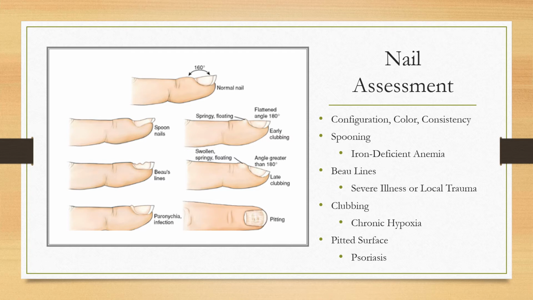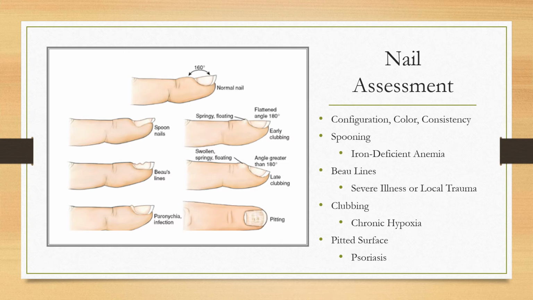Okay, so let's go through this a bit. So spooning of the nail, it just kind of looks like your nails are dipping down and looking like a spoon. And that can be classic in iron deficiency anemia. Okay, so low iron states where you're anemic because your bone marrow cannot make proper sized red blood cells, and you can get spooning of the nails.